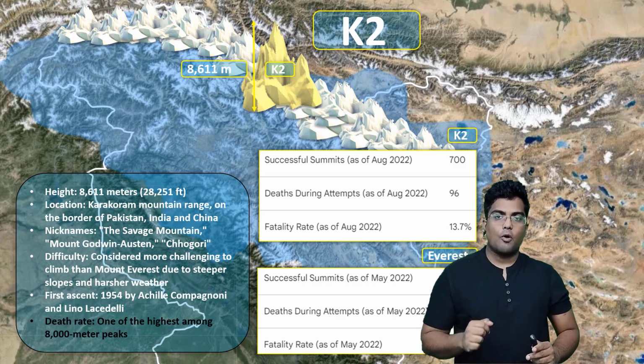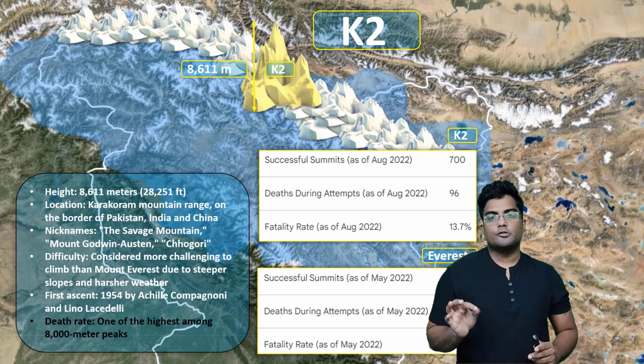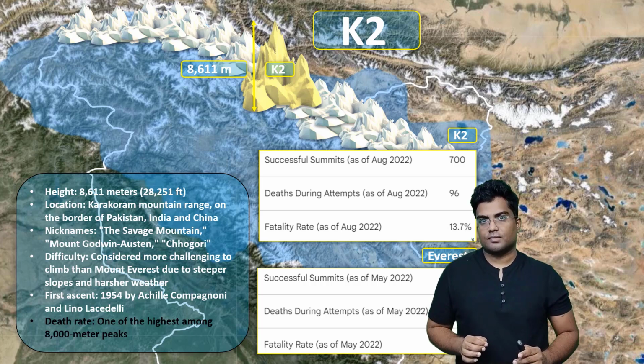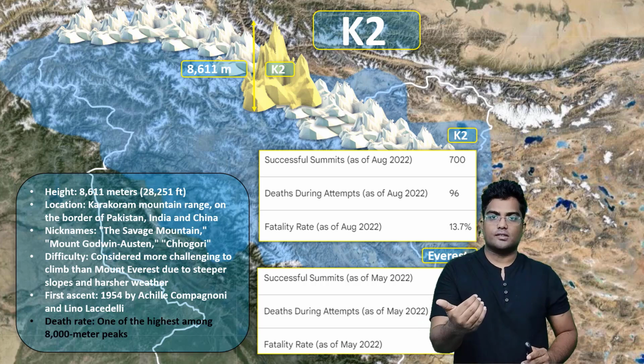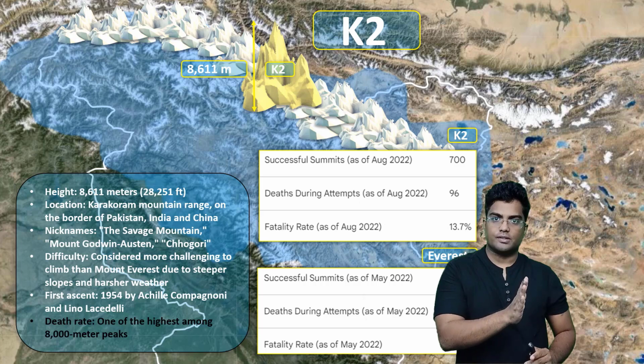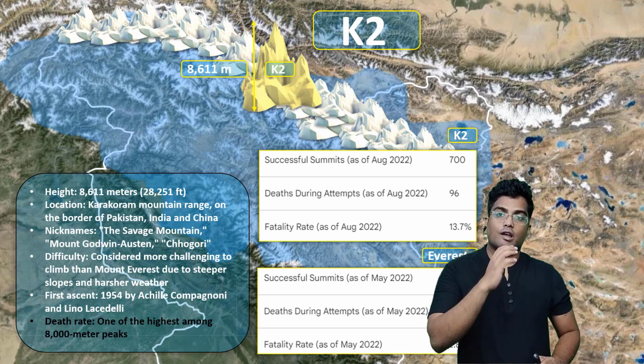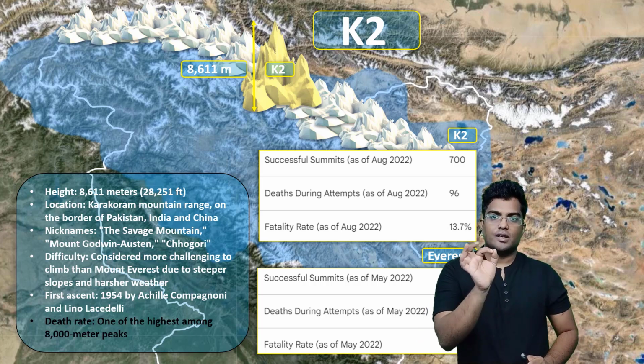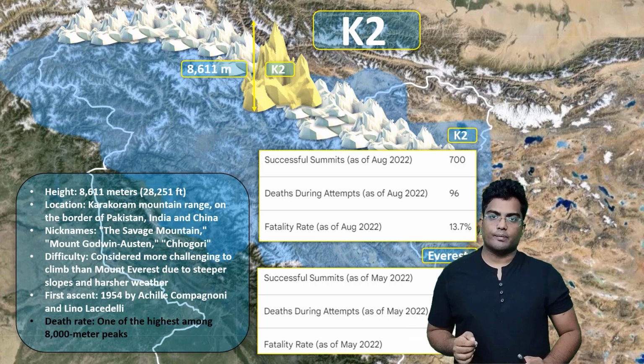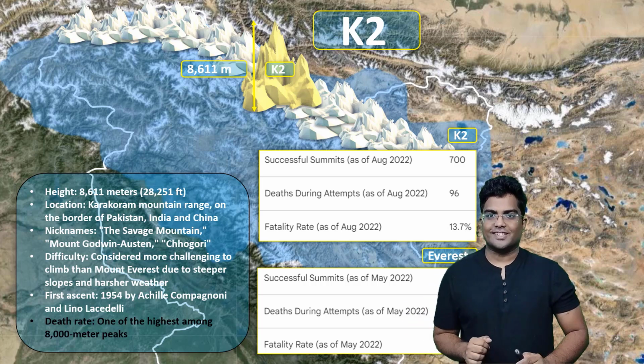So the point being, if you try to scale K2, you have a 13.7% chance that you are going to die. However, if you try to climb Mount Everest, there is only a 3% chance that you are going to die. I hope you go for Mount Everest.